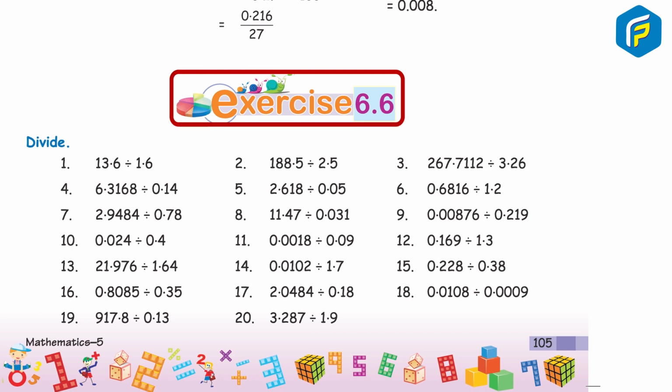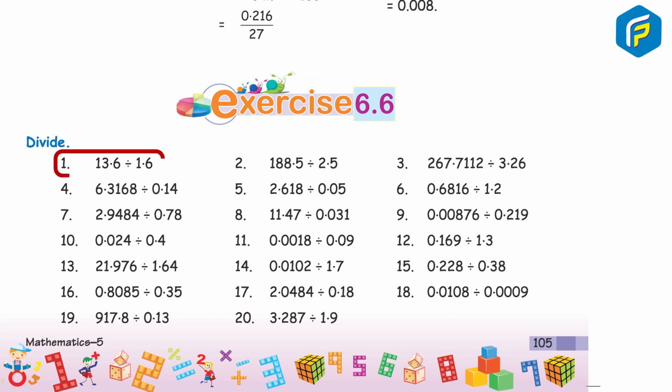Exercise 6.6. Divide: 1. 13.6 divided by 1.62. 2. 188.5 divided by 253. 3. 267.7112 divided by 3.264. 4. 6.3168 divided by 0.14. 5. 2.618 divided by 0.05. 6. 0.6816 divided by 1.2. 7. 2.9484 divided by 0.78.